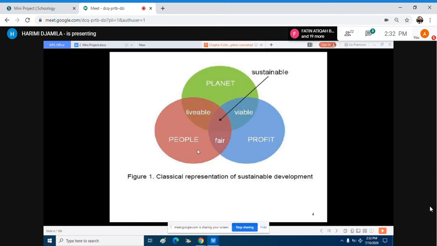Okay, the intersection between people and profit is fair. What does that mean? It means treating people equally without favoritism or discrimination. That's what is known as fair or fairness.